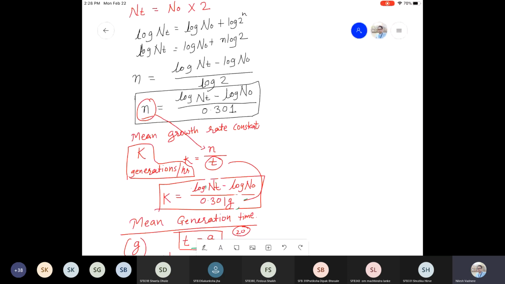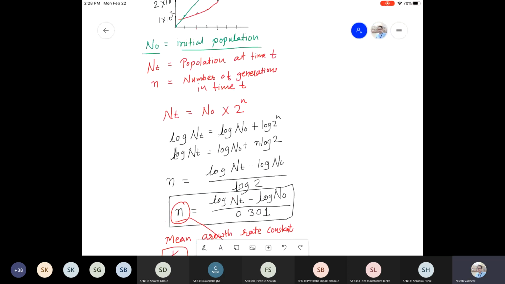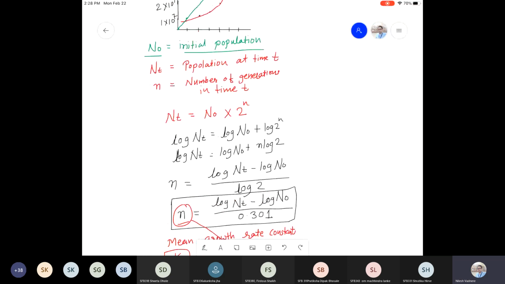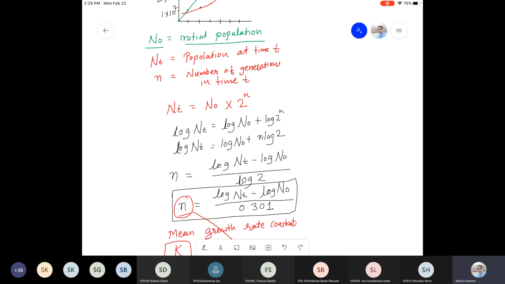Okay, so Nt is related with the number of generations, तो एक generation हुआ तो bacterial number will get double. The generation number is denoted by small n. So we derived a formula, Nt is equal to N0 into 2 raised to n. Then we applied the log to both the sides and we solved it for n, that is the number of generations. So small n is equal to log of Nt minus log of N0 divided by log of 2.